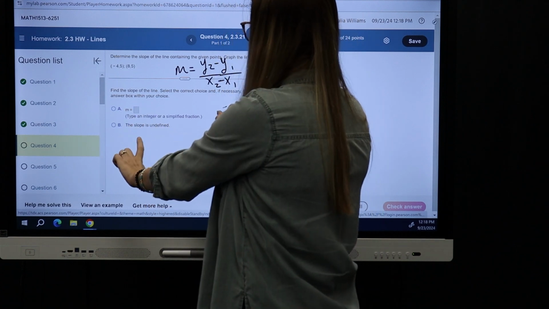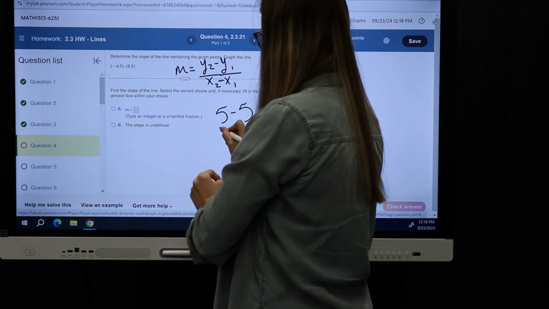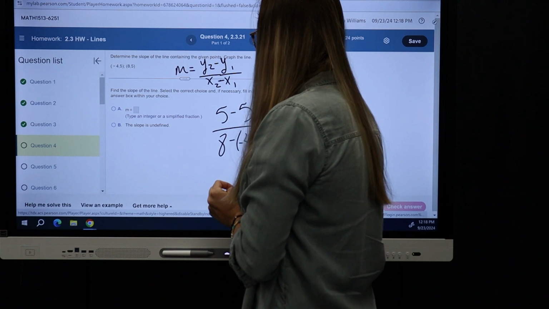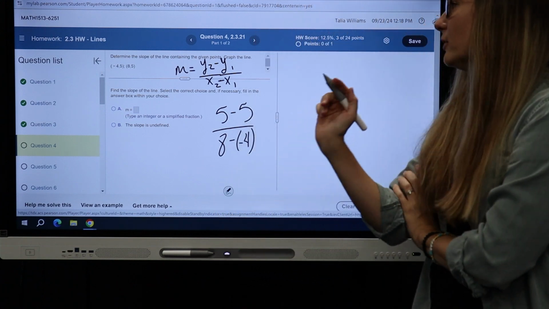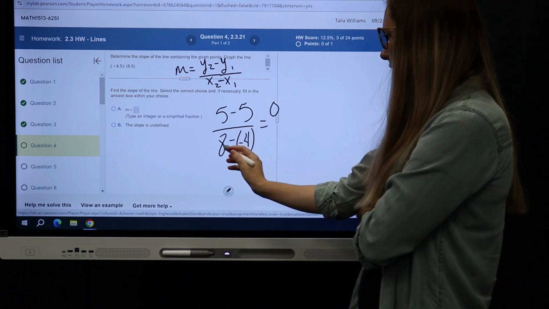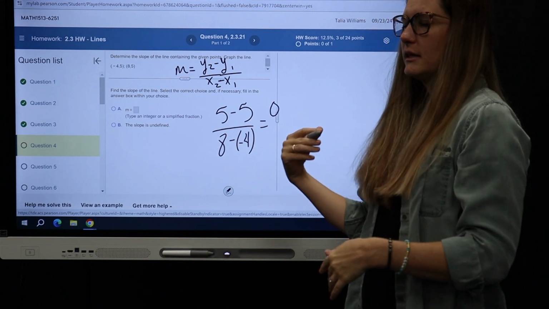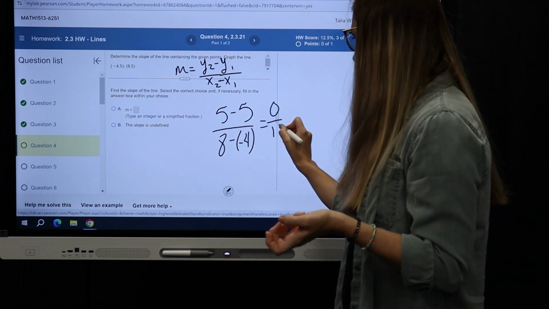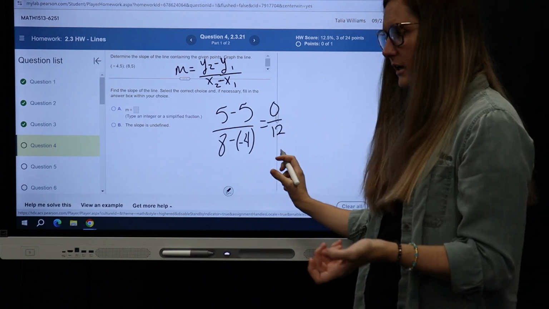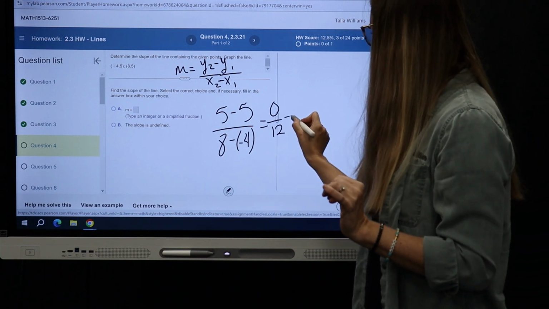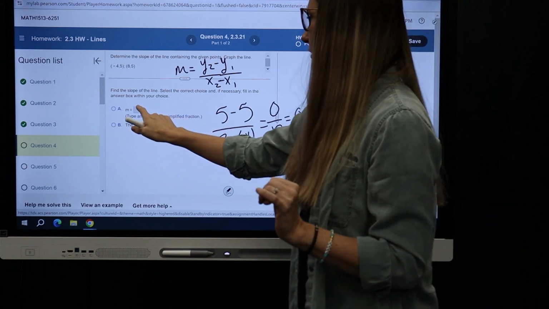So let's do 5 subtract 5 over 8 subtract -4. Whenever they're the same, like right here, 5 subtract 5, it gives us 0. 8 subtract a -4, that's going to be 8 plus 4, which is 12. That doesn't matter though, because 0 divided by 12, can you divide nothing up? No. So our slope on this one is 0.